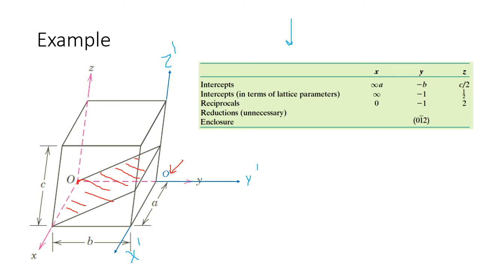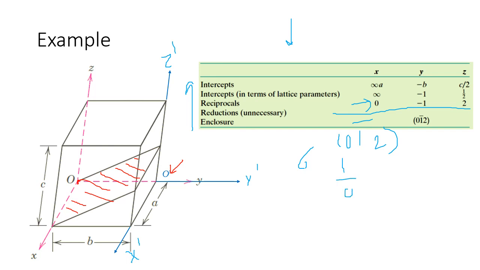Now, to solve the opposite problem, to draw the plane based on the given indices, we have to follow again exactly the opposite procedure, exactly the reverse procedure from bottom to top. So, enclosures, so 0, 1 bar, 2, first the enclosure, then reduction, then reciprocal. We directly go for reciprocal as there were no reductions here. So we take the reciprocal.